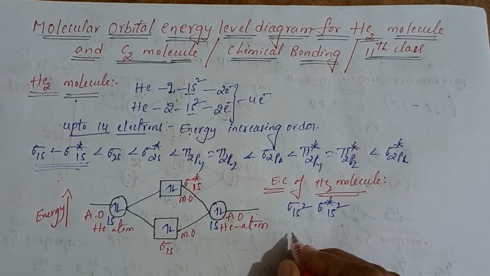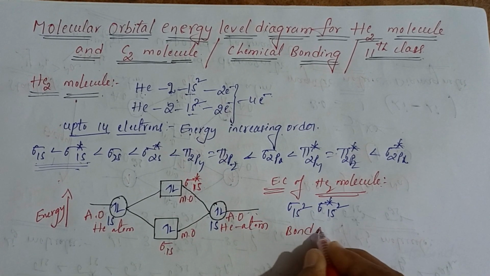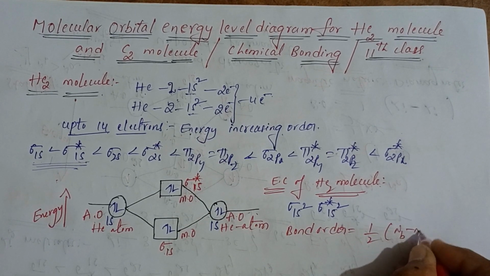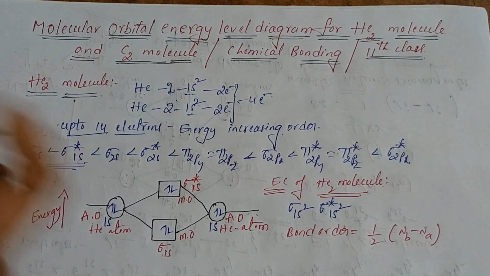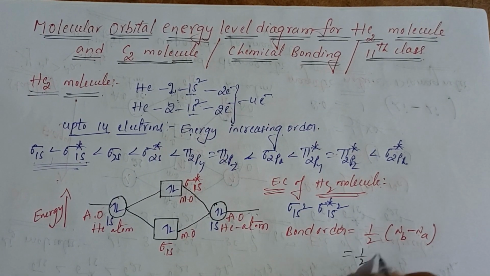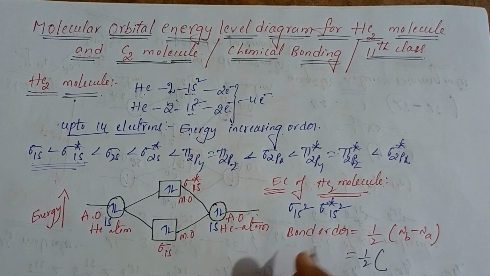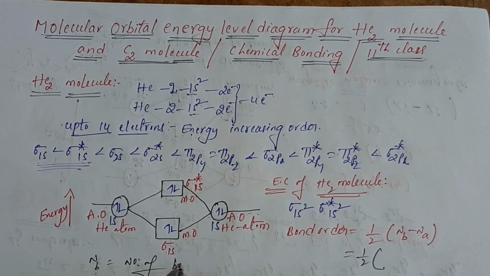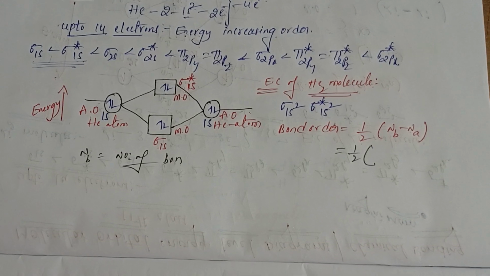Now we have to find the bond order. So what is the bond order, students? The formula is half into NB minus NA. Half into NB minus NA. Now tell me, students, NB is nothing but what? NB is equal to the number of bonding electrons. Clear? Number of bonding electrons.